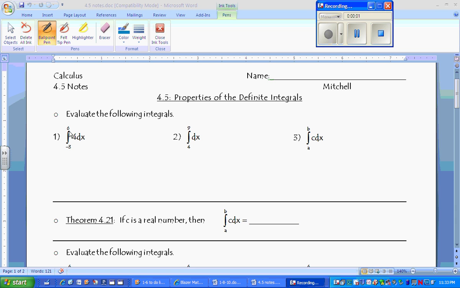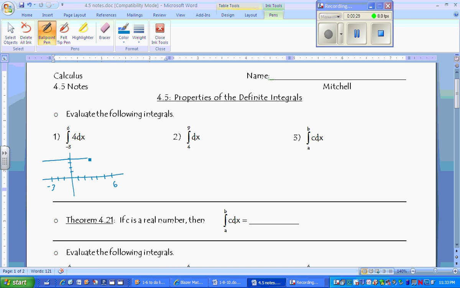Yesterday we learned that definite integrals tell us the area under the curve. So for number 1, this basically asks us what's the area under the graph of y equals 4 from -3 to 6. So if we draw this graph from -3 to 6, and we have the line y equals 4, we want to know the area under that line from -3 to 6.